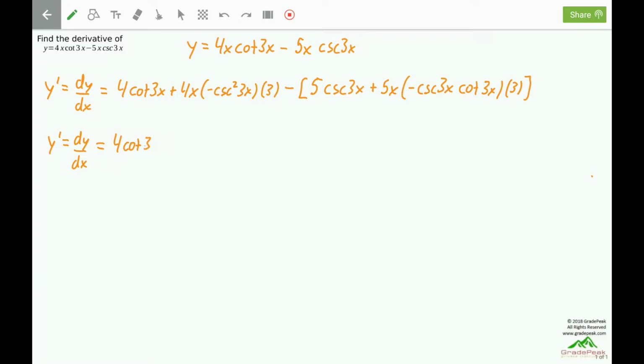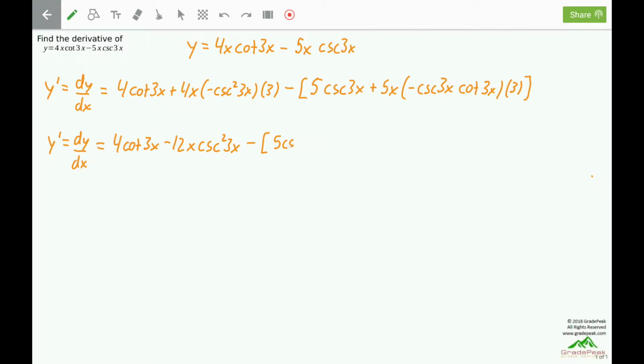It's 4 cotangent 3x. The next term, I'm going to move the 3, the negative, and put it with the 4. Multiply the 4, the 3, to 12, and then a negative 12. So there'll be a negative 12. There's an x, and there's a cosecant squared of 3x. And then I have subtracting.